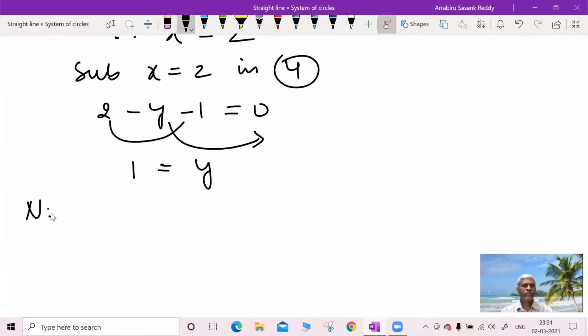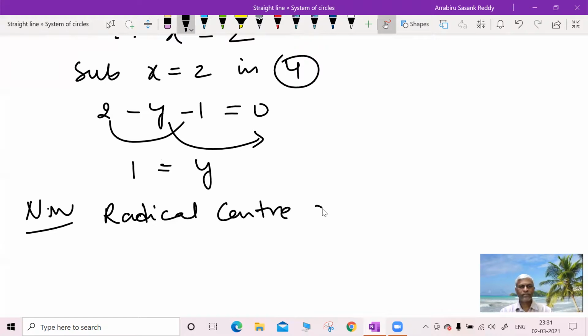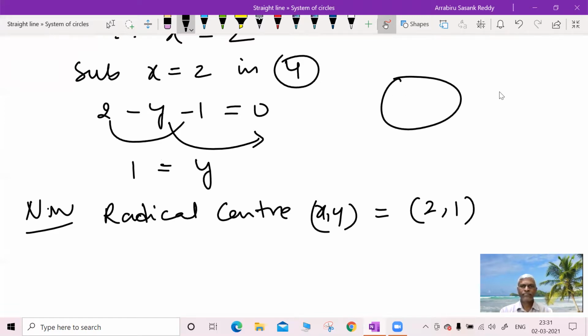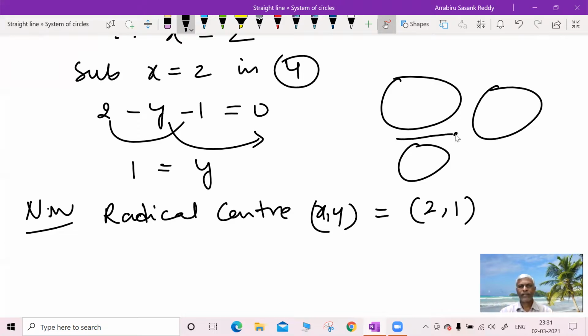So therefore the radical center, x value 2, y value 1. So this is the radical center.